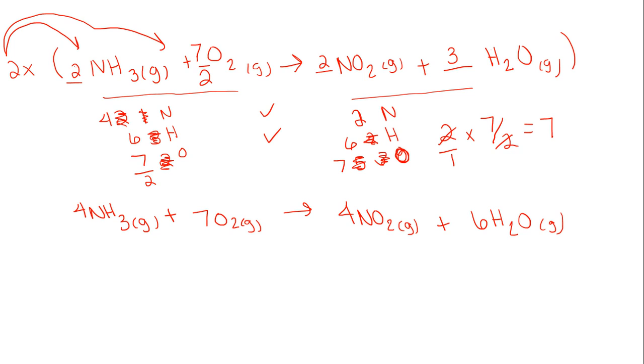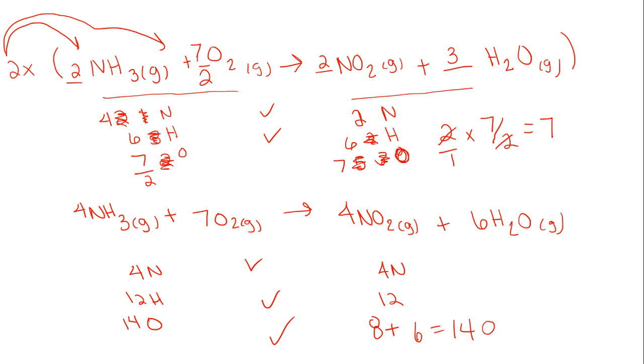And we can just do an eye check of this. There's 4 nitrogen, there's 4 nitrogen. There's 12 hydrogens, there's 12 hydrogens. So if you want me to write this out, let's write it out. 4 nitrogen, 12 hydrogen, 12 hydrogen. And now let's take a look. We have 14 oxygen. And let's see what we have here. We have 8 oxygen plus 6 oxygen. Makes 14 oxygen, and all of them are balanced.